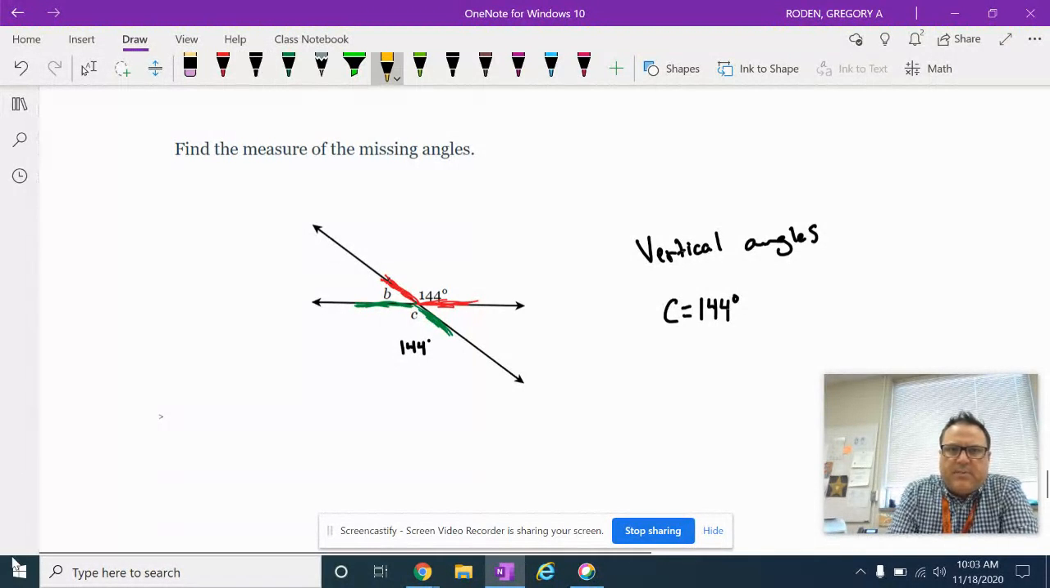So where's the supplementary angle? Well, the supplementary angles are right here. There's a straight line right there, right? And we know there's 180 degrees in that straight line. Well, what's the equation we would write to figure out that B angle?